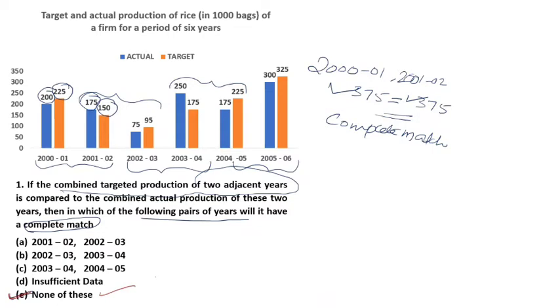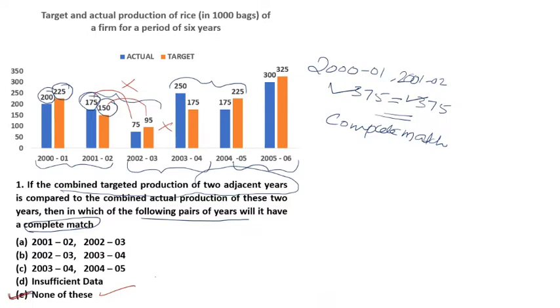Understand it very clearly. When you compare the other years, here it will be 175 and 75, so it becomes 250. But here 150 and 95, it becomes 245. So there is no perfect match here. These 2 years, 75 and 255, we have 325. And 95 and 175, we have 270. So here also there is no perfect match.